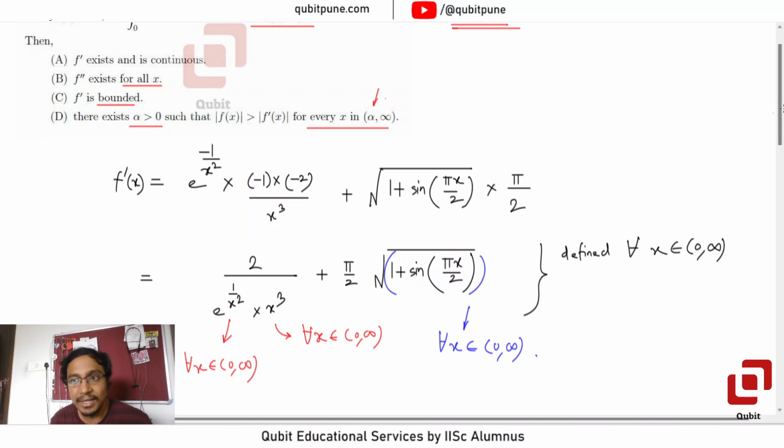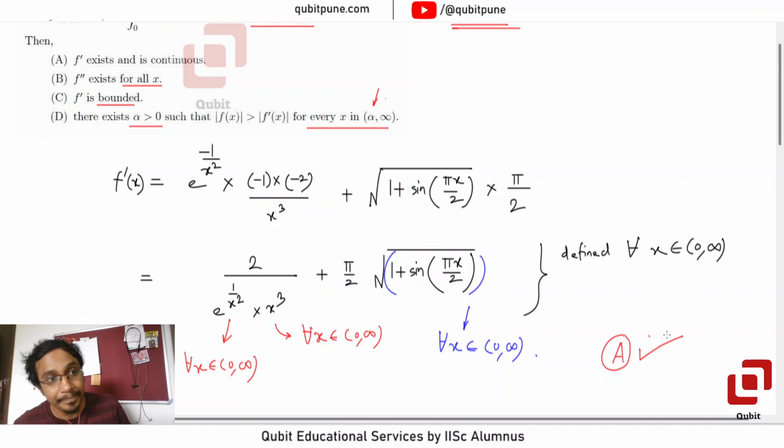Okay. So can we say that option A is correct? Yes, f dash of x exists and it is continuous. So option A is correct. Go to option B. Okay, wait. Let us also go to option C now.